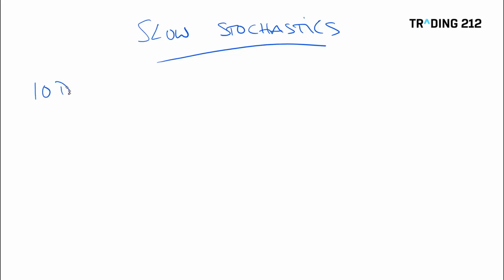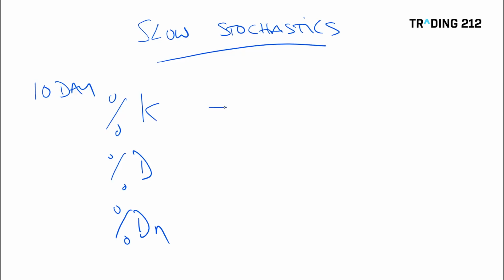So to start off, before we look at it in the real world, let's just look at the maths behind the slow stochastic and how it gets calculated. Let's start off with a 10-day stochastic. There are three things that go in: percentage K, percentage D, and percentage DN. Percentage K is the bit that does all the hard work. So this looks at the last 10 days, looks at the high and the low, looks at where the price is trading now, and expresses that as a percentage. If the market's traded between, let's say, 10 and 50 over the last 10 days, that's a 40-point range. If it's currently trading at 30, then it's halfway through the range, so percentage K would be 50%.